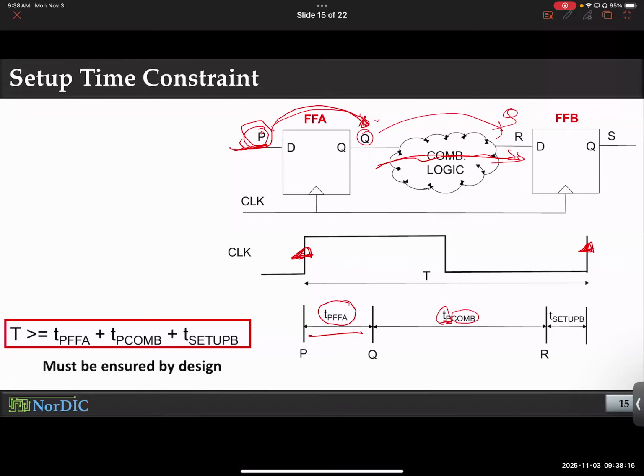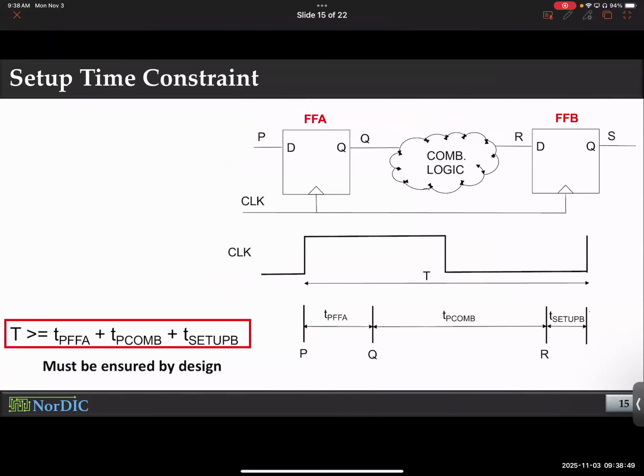And then finally, flip-flop B gets the input. But this is your setup time for flip-flop B. Notice, this is a setup time for flip-flop B. Flip-flop B will only receive the input, which is coming all the way from flip-flop A's input. Flip-flop B will only receive it given that it appears when, folks?